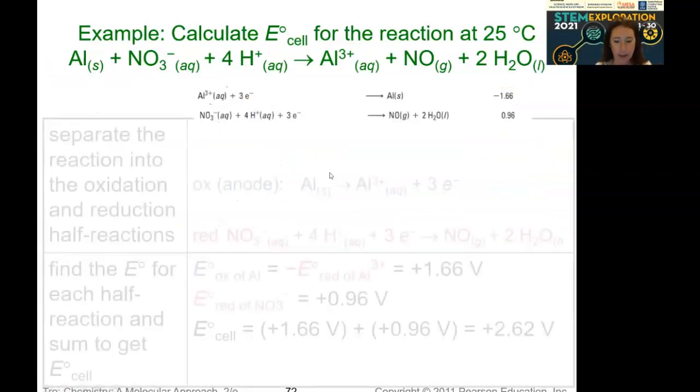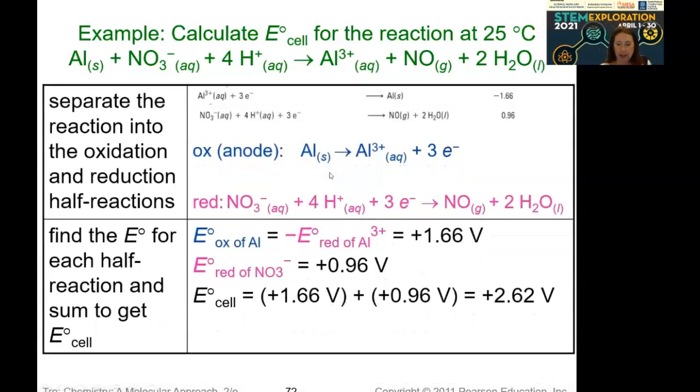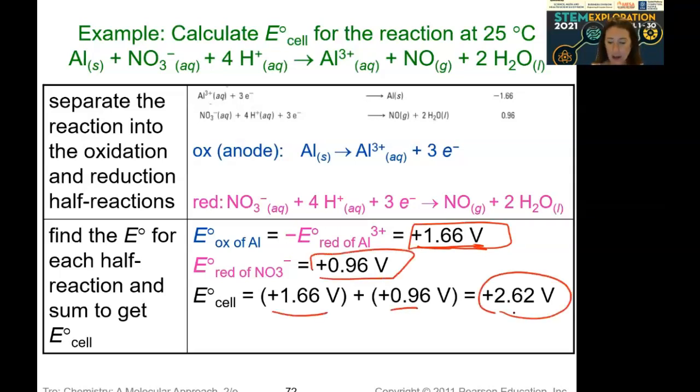Here it is. Right? And so again, I flipped my 1.66 because it was the opposite of what was written. This stayed the same, and then I just add them together, and I get 2.62 volts. And again, I like to put these positives on here and be very, very cognizant of the plus and minuses, because that's kind of the whole part of this, and it's really easy to make a mistake on those or not be able to see them. Okay, so let's try another one.